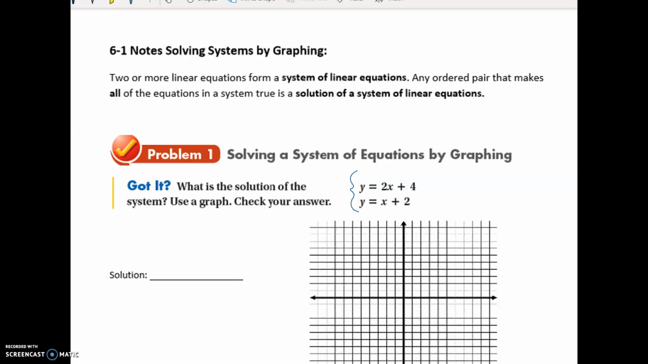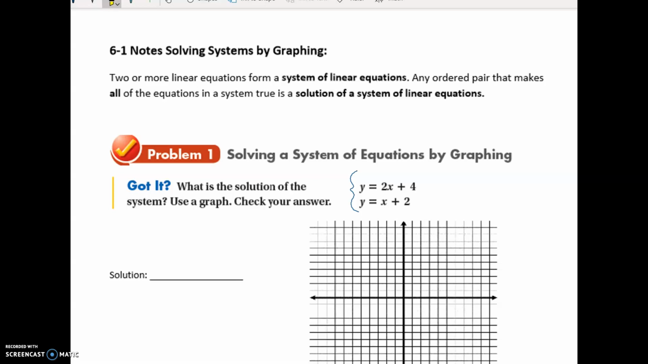So we are starting a new chapter today. Chapter 6 is on systems of equations. So we're going to talk a little bit about what that is. And today we're going to focus on graphing. It will give you another opportunity to get a little practice with graphing and also add to it, because we will be solving a system today.